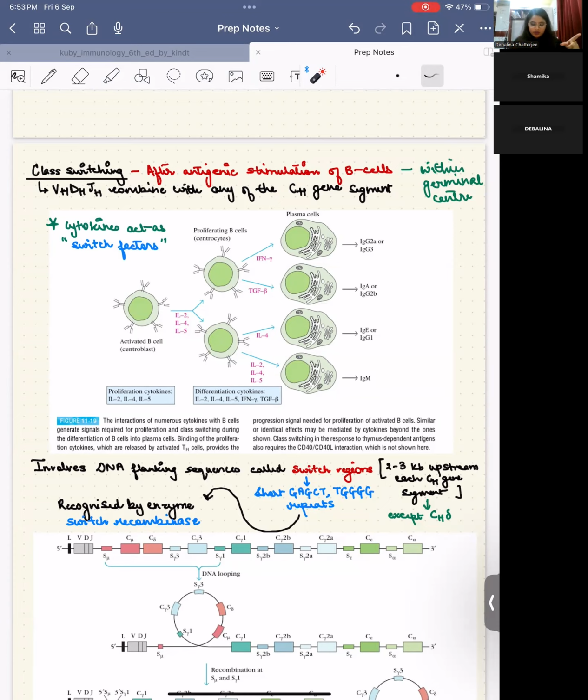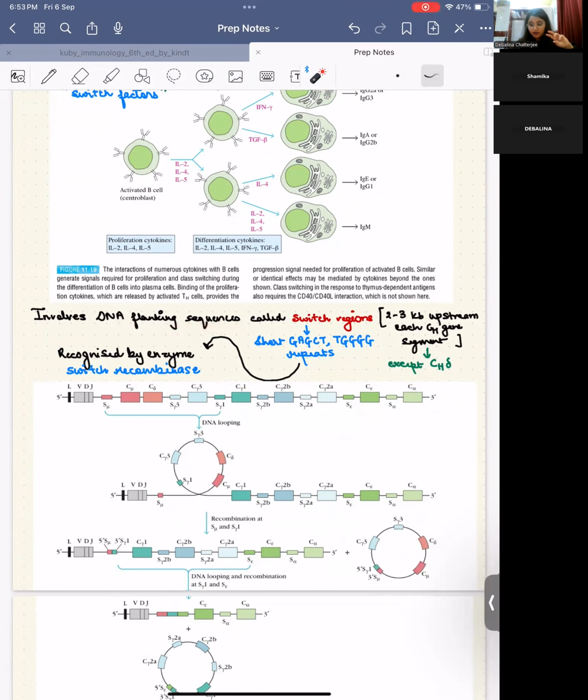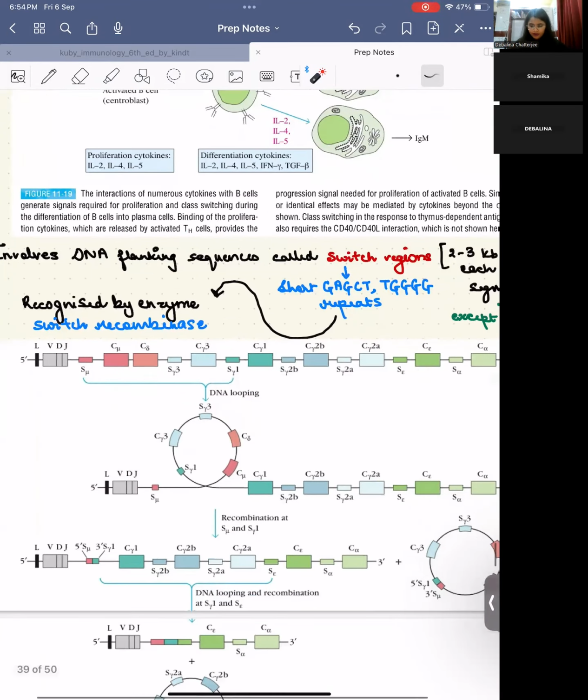What determines this switch is whatever cytokine is present. This also we have talked about. How is this happening? The mechanism part of it. Again, we have certain flanking sequences called the switch region, which is a fixed number of base pairs upstream of all the constant regions of the heavy chain gene segment.